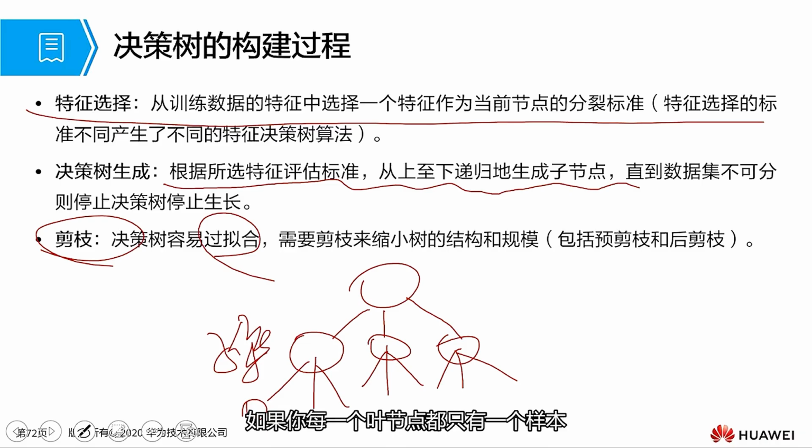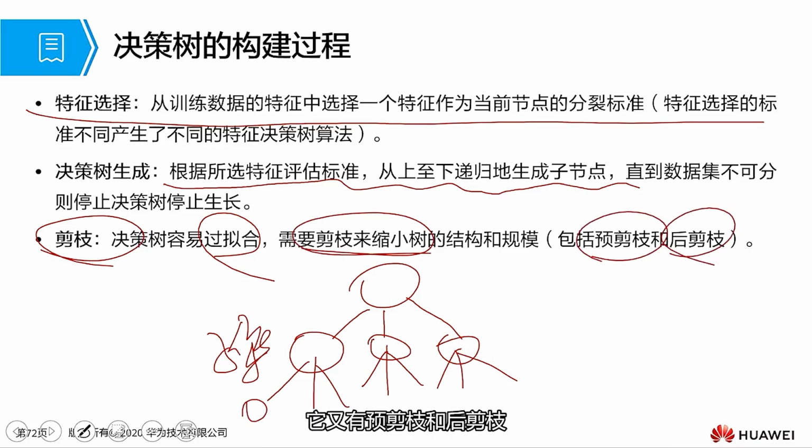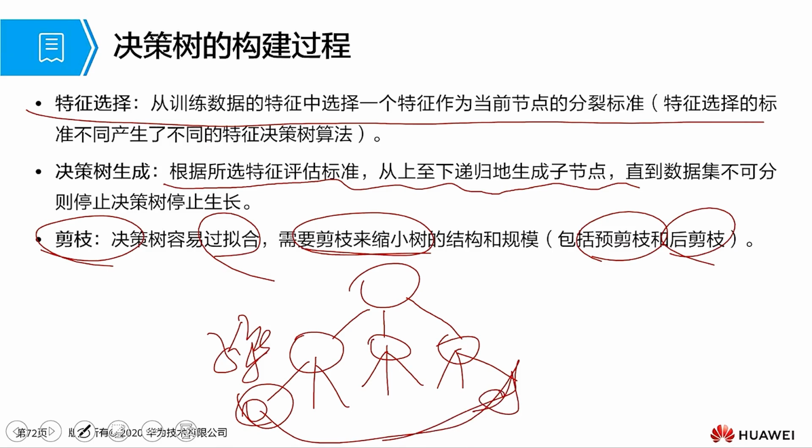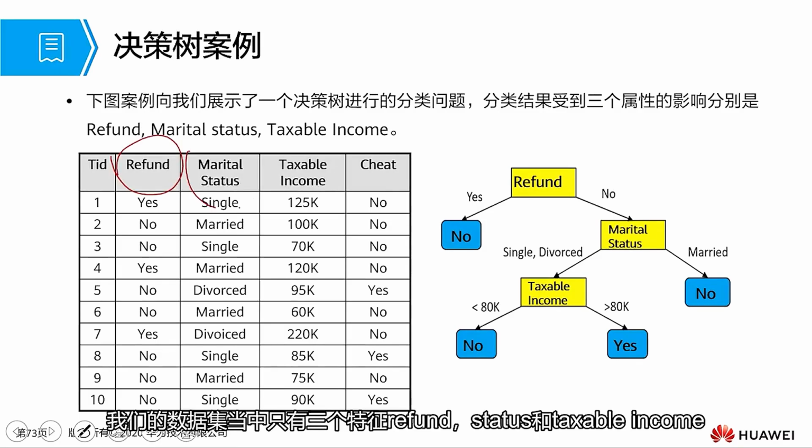Some students may wonder, can I divide until each leaf has only one sample? In this way, are you directly overfitting? Just think about it. If each of your leaf nodes has only one sample, that's overfitting, isn't it? At this time, pruning is needed to reduce its structure. There are both pre-pruning and post-pruning. Pre-pruning is, when you generate a node, I make a judgment: do you want to generate it? Post-pruning is based on the final generated result. I check again to see which ones to merge together.